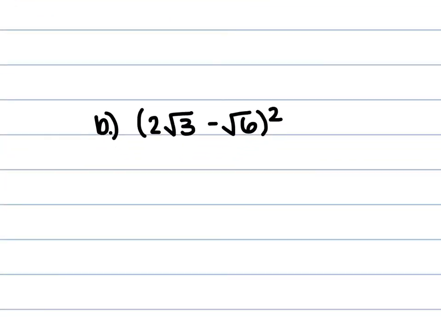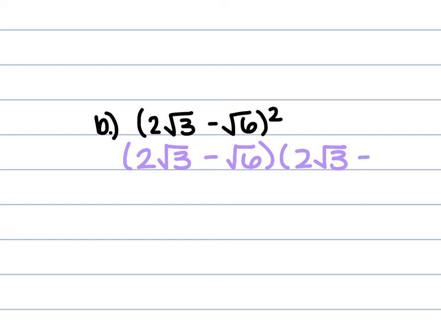If we look at B, we have 2 radical 3 minus square root 6, all squared. So this is the same exact thing as separating this into 2 square root 3 minus square root 6 times 2 square root 3 minus square root 6. So again, we're going to FOIL.